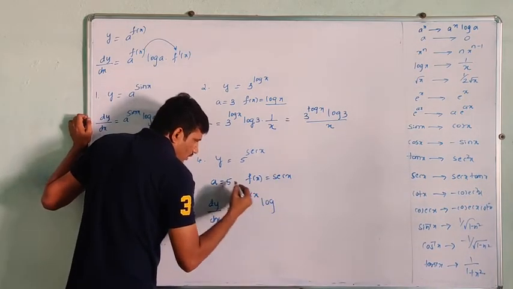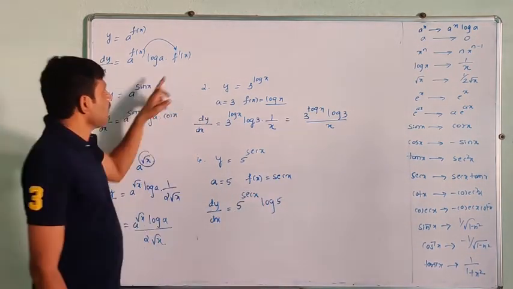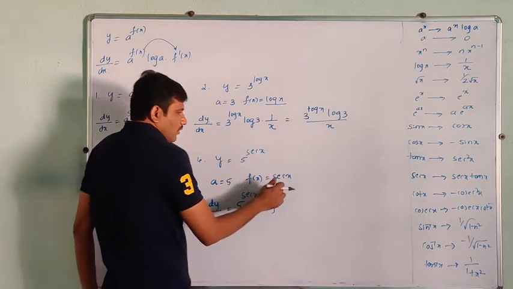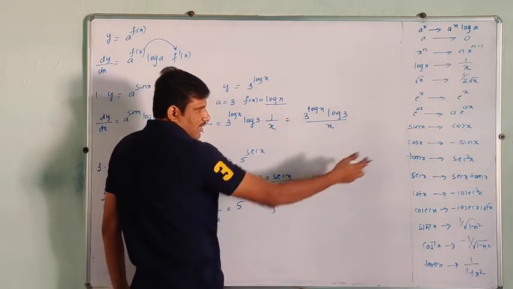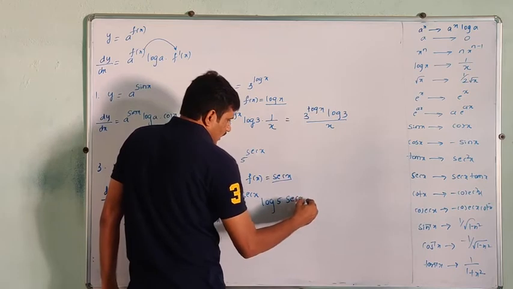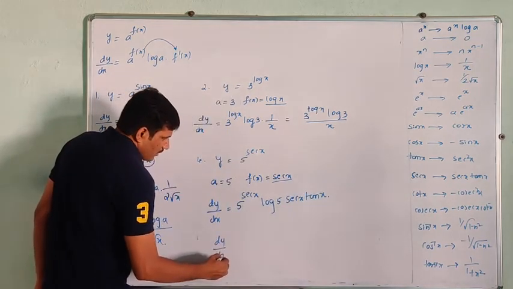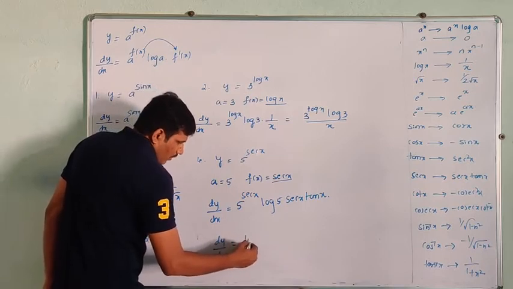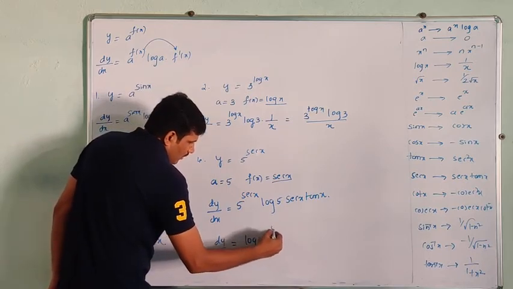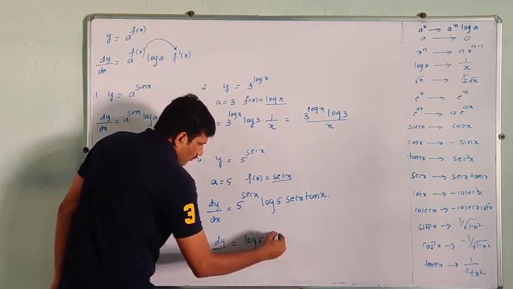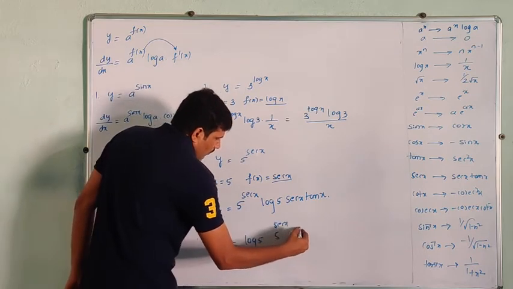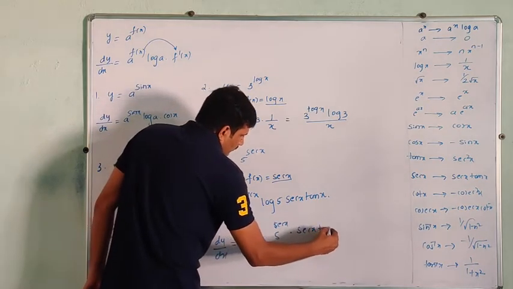Into log a. What is a value? 5. Into f dash of x. So what is the derivative of sec x? F of x is sec x. Derivative of sec x is sec x into tan x. So therefore, dy by dx is equal to log 5 into 5 raised to sec x into sec x into tan x.